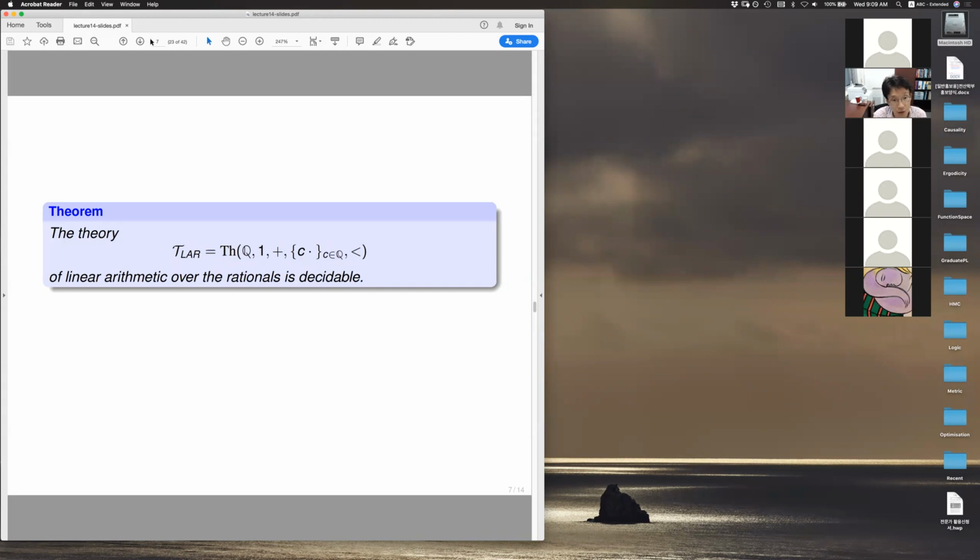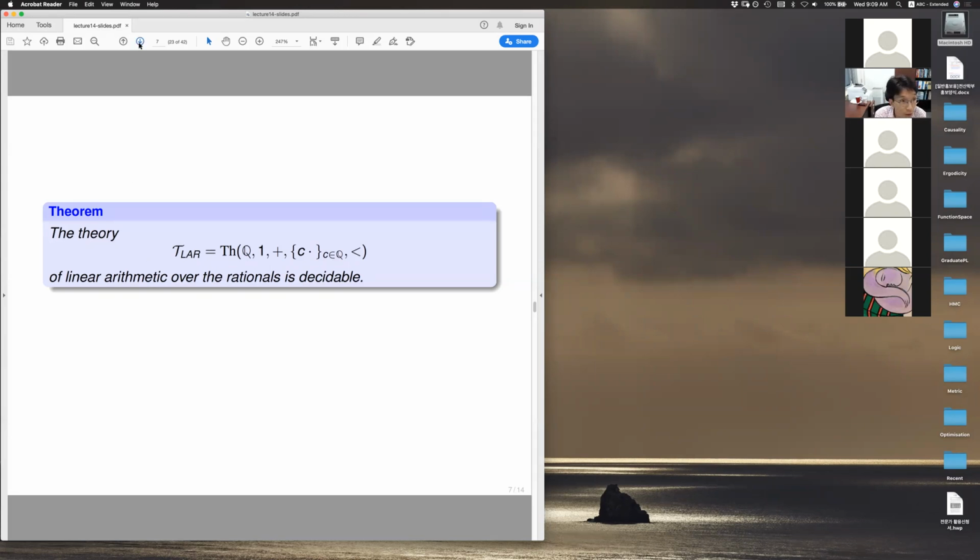In both cases, we prove they are decidable by this recipe. We first prove quantifier elimination. And then second, we argue that in both cases, for a quantifier-free formula, we can decide whether the formula follows from the theory or not very easily, essentially by evaluation. So that's what we did.